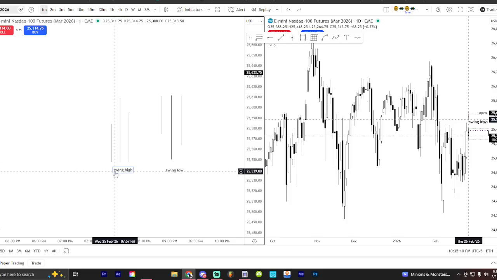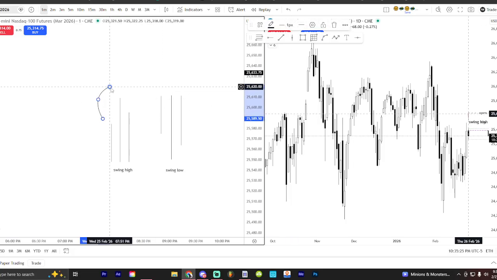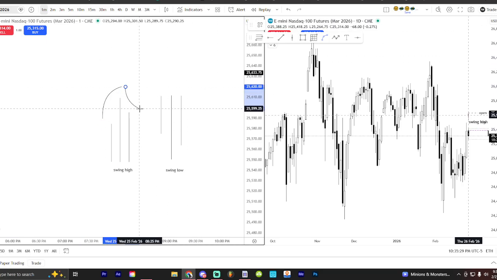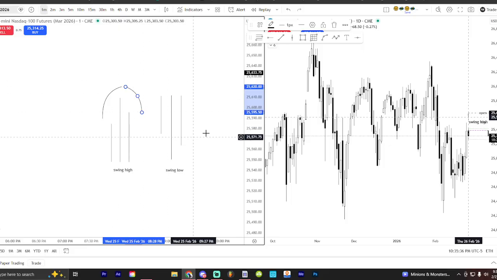So we have a swing high, which is a 3 candle pattern. You have a lower candle, the highest candle in the middle, and then another lower candle, so that makes your swing high. Something like that, just a nice little arc. That's your swing high. Same thing for the swing low, just reversed.